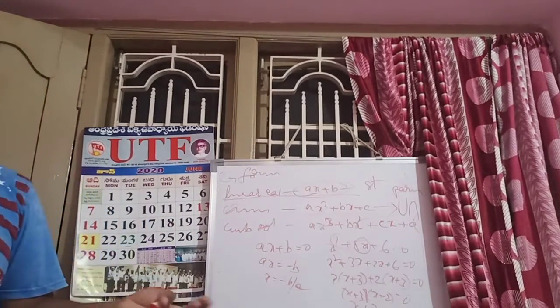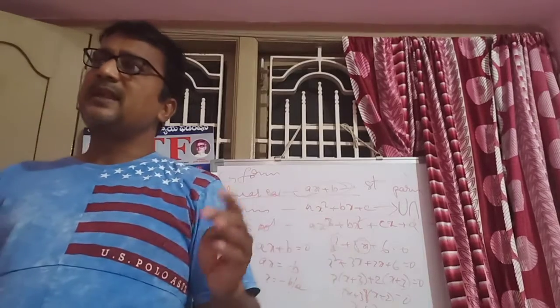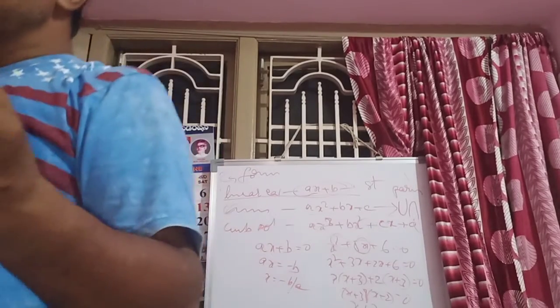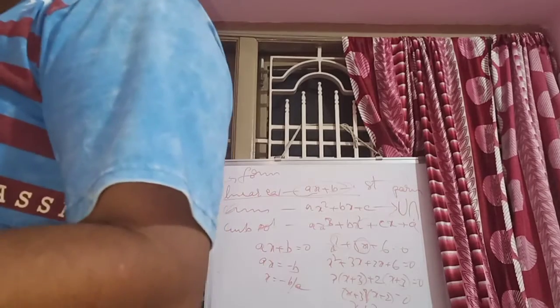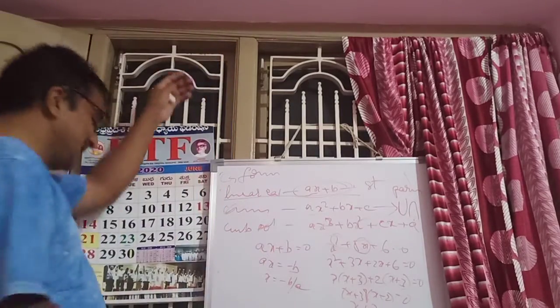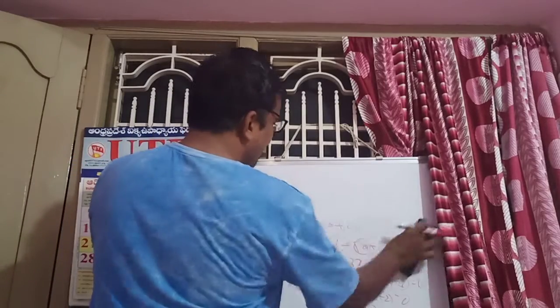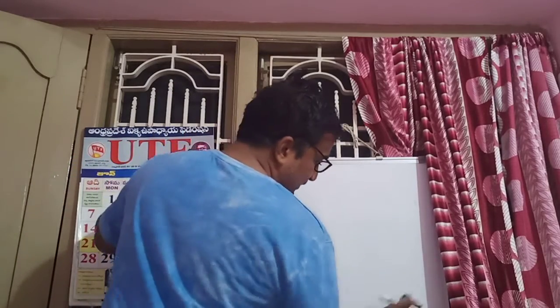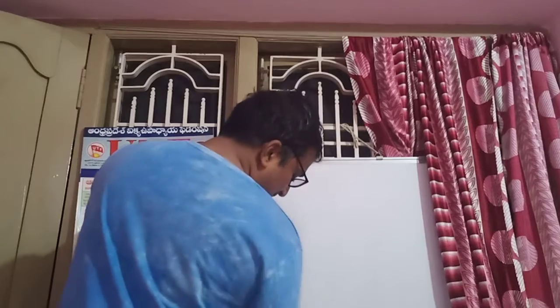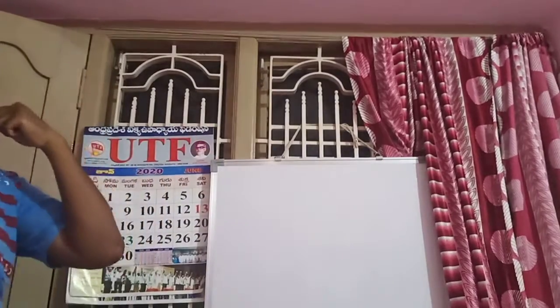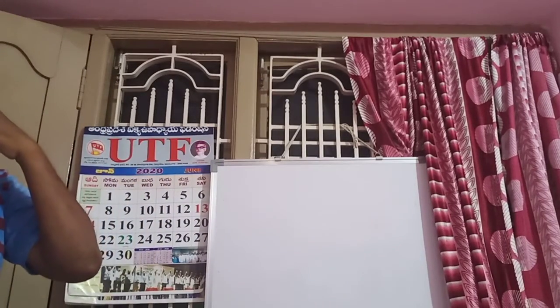Next, x cube or x power 4. Suppose they are giving x power 5. How many zeros? 5 zeros. How can you find them? In the next chapter, we will discuss how to find the zeros of a cubic polynomial, a 4th degree polynomial, or a 5th, 6th or 7th order one.